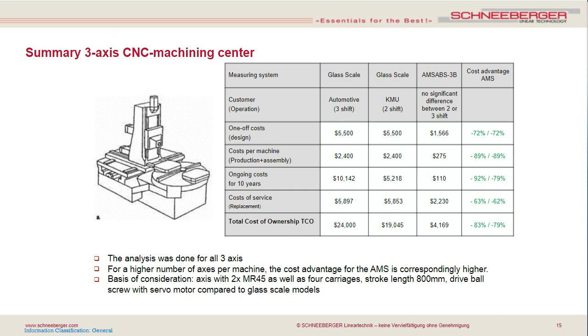The comparison shows a huge difference in prices for one-off costs, so that means design. The cost advantage is 72% for the AMS. In automotive three-shift mode, it is a cost of $5,500. The same with a two-shift model, and with AMS, the costs are $1,566.